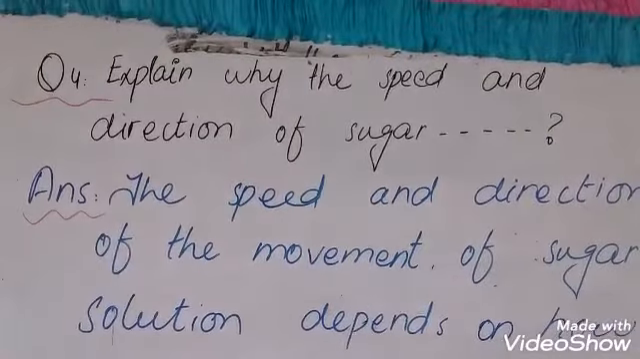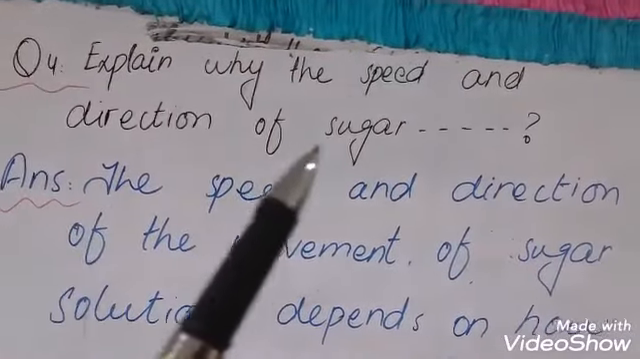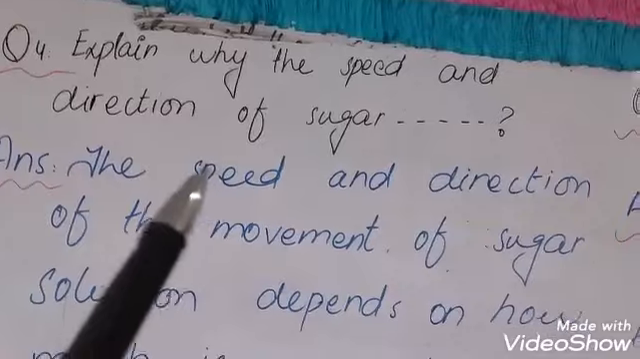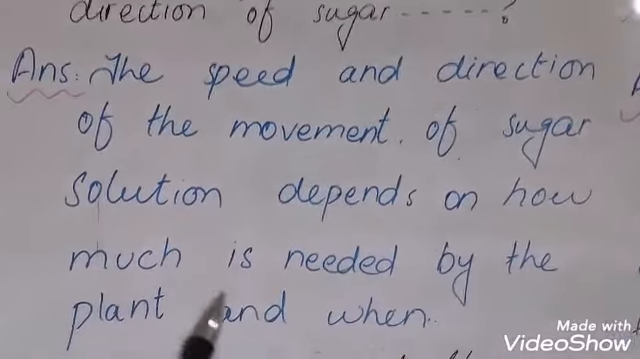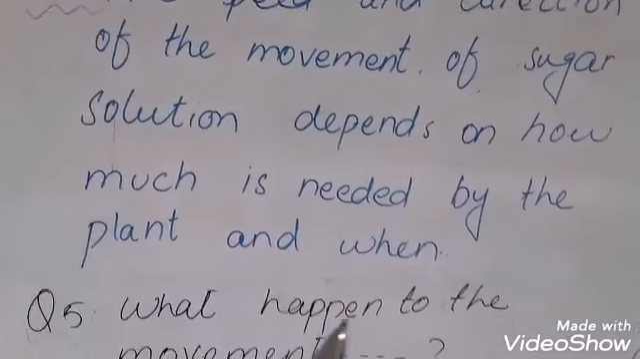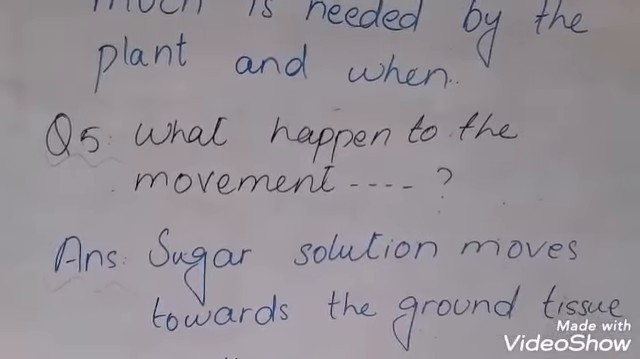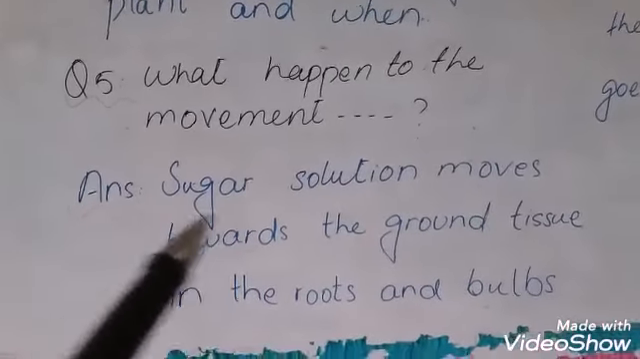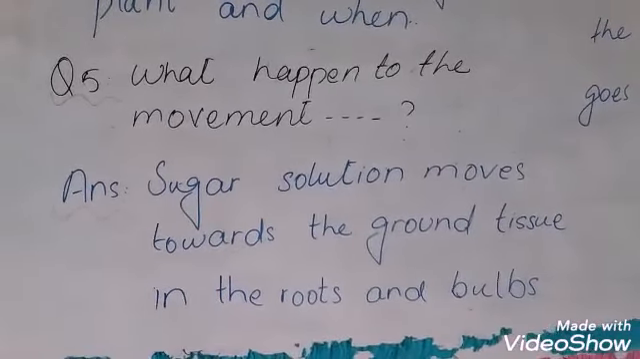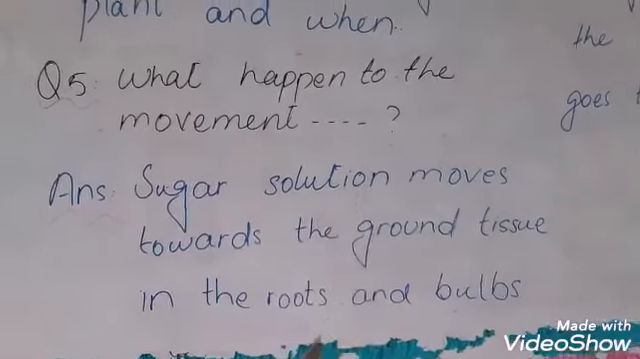Dear students, fourth question, explain why the speed and the direction of the movement of sugar solution depends upon how much is needed by the plant and when. Fifth question, what happens to the movement of the sugar solution? Sugar solution moves towards the ground tissue in the roots and bulbs.